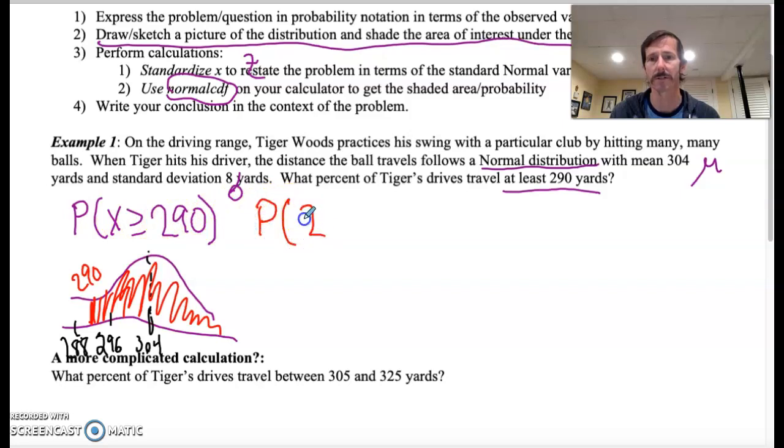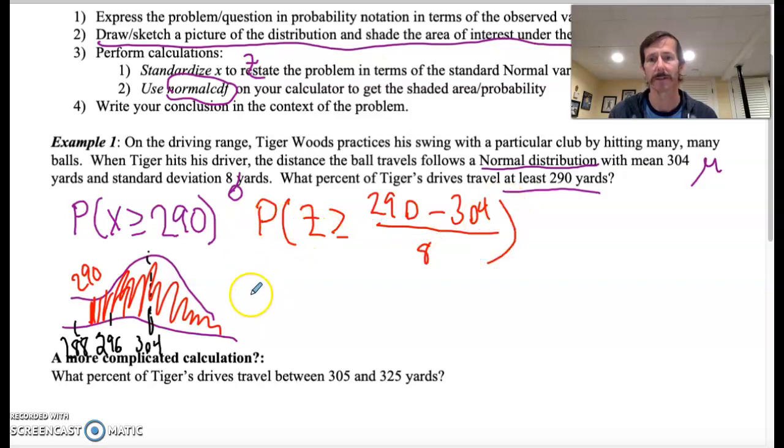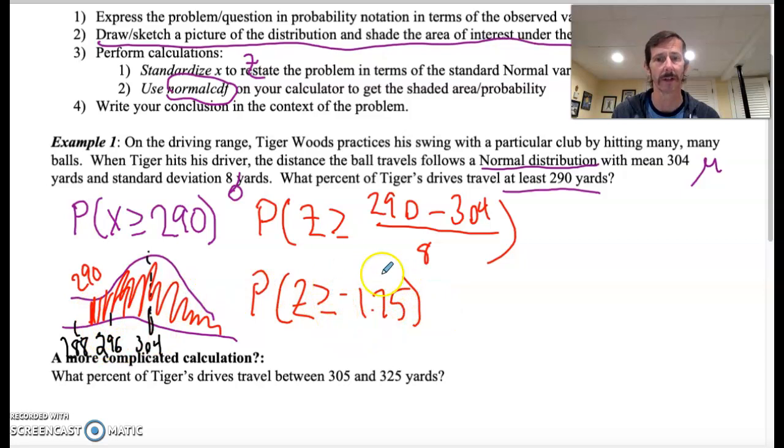So if I convert this to a z-score, I want to be greater than or equal to 290, the value of interest. This is linked to last class: minus the mean, 304, divided by a standard deviation of 8. And if I did this little z calculation here, I would get a negative 1.75. And so if I were marking down my graph, this would be 0, -1, -2. And notice how that still falls in the same location, whether it's this number of deviations below average or the actual number in relation to this distribution.